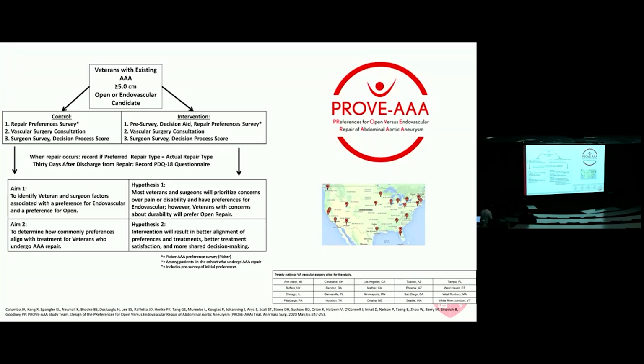So the aims were to see what the factors are that are associated with a decision of endovascular versus open repair, and to determine how well a decision aid helped to provide preference concordant care.